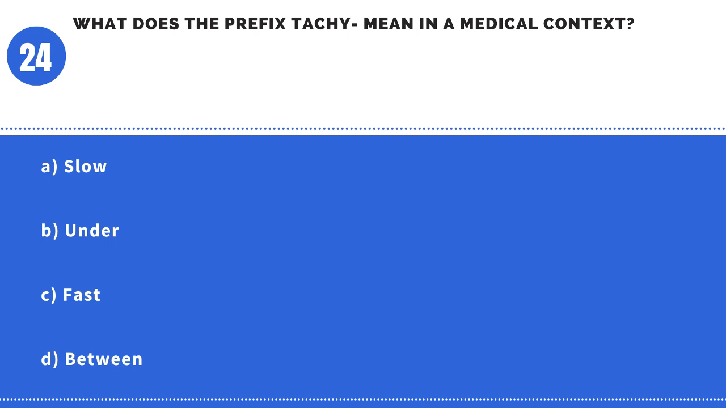Question 24. What does the prefix tachy mean in a medical context? A. Slow. B. Under. C. Fast. D. Between.